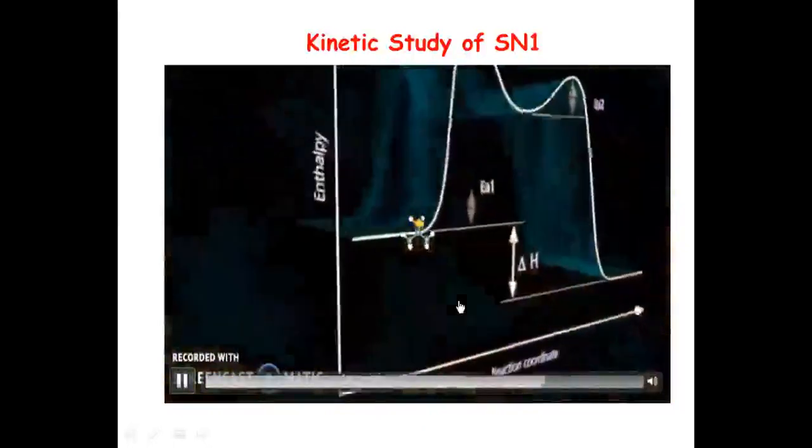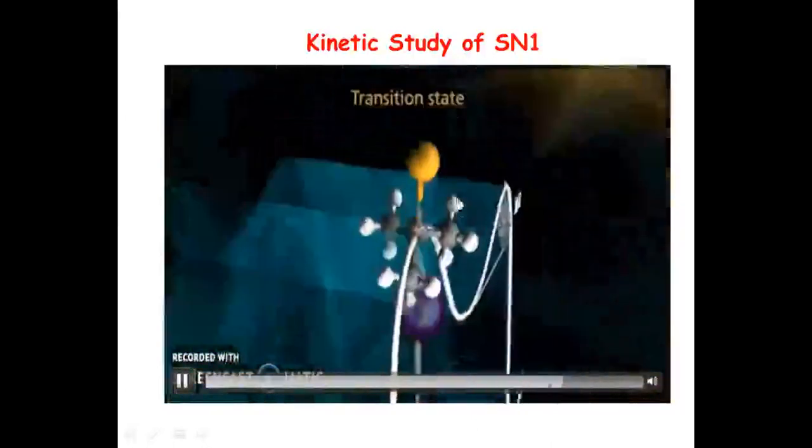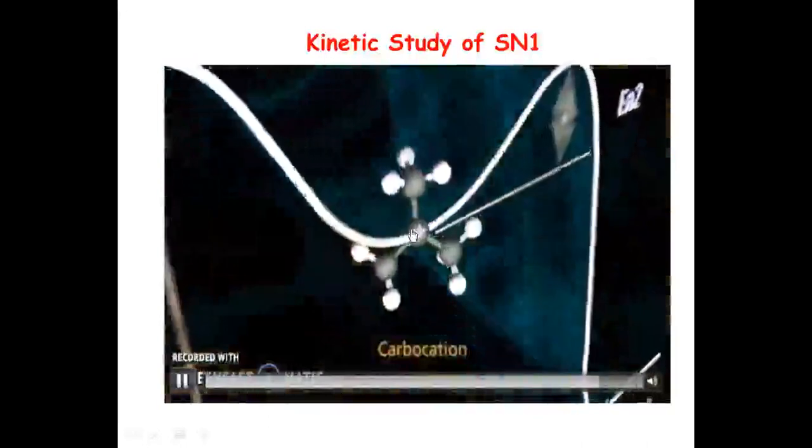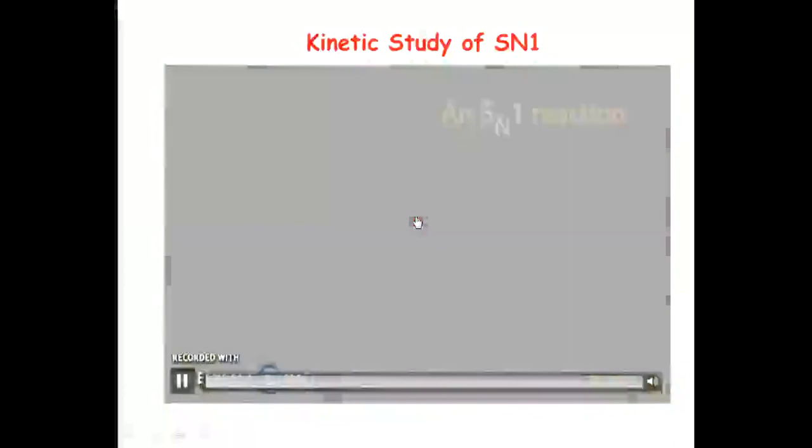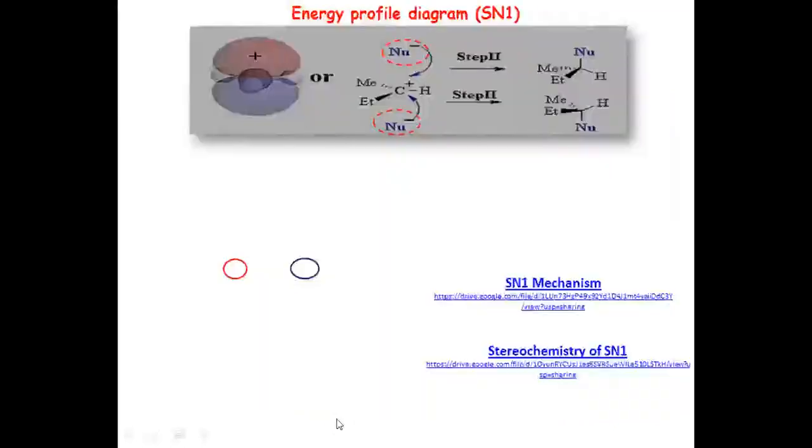If I see the energy profile diagram, as we go, the energy of activation goes on increasing, then the transition state is converted into the intermediate carbocation, and then the nucleophile starts approaching this carbocation. Again energy increases, second activation energy, and finally you get the stable product. The energy of product will always be less as compared to energy of reactant. Fine. So let us go ahead.